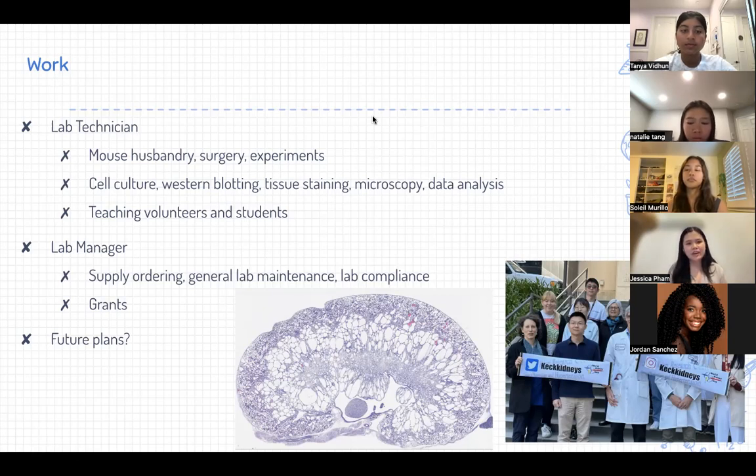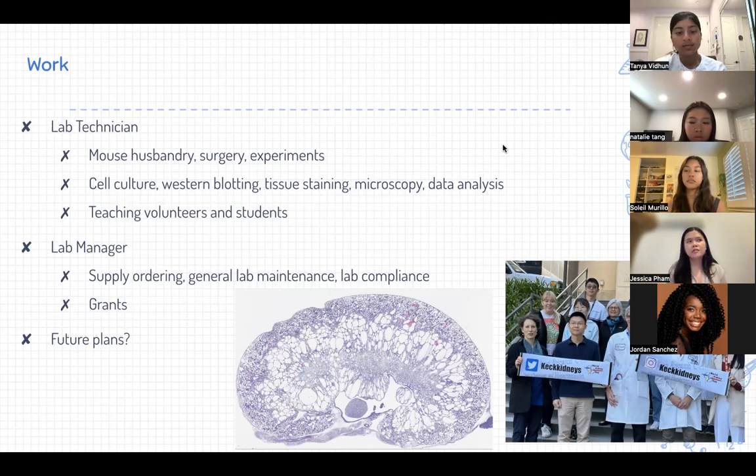And then on top of that, we have a lot of summer volunteers every year. Tanya was one of them. That's how we met. And then we have students during the year because we are attached to USC. And then as a lab manager, I keep track of all of our supplies. I do a lot of ordering and cost analysis, and then just general lab maintenance and lab compliance because every year we have to do training for different things like lab safety, drugs, everything like that.